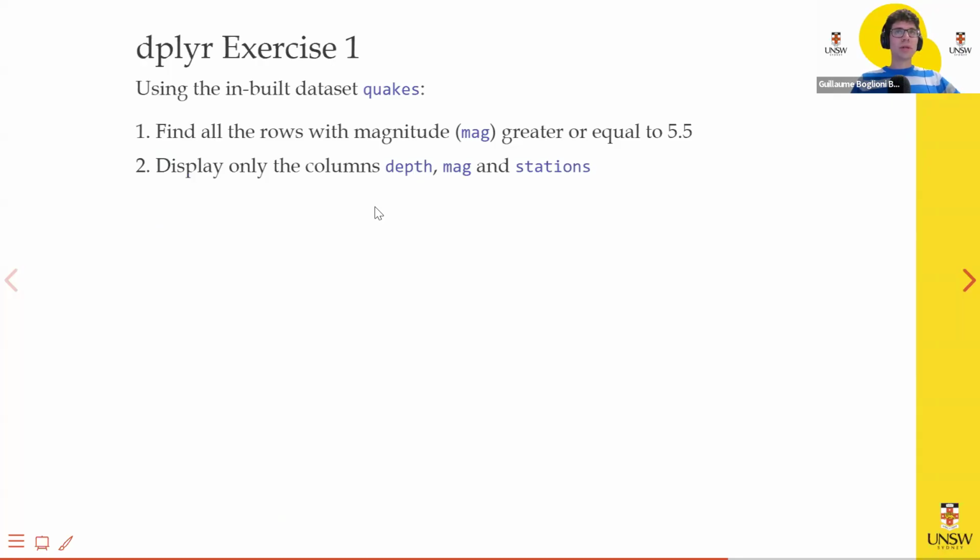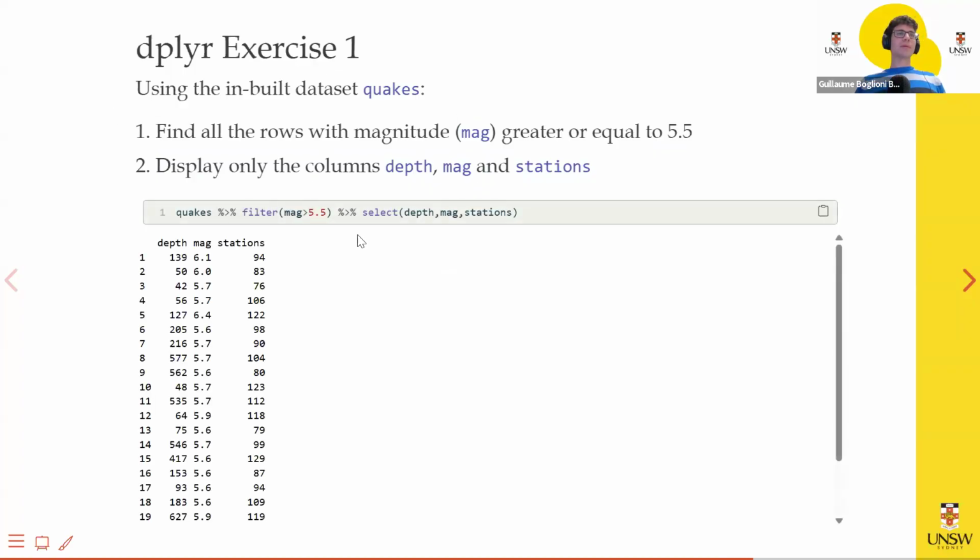Okay, I've been talking a lot, so maybe you can try this relatively simple exercise for yourself. We're going to use a different data set, quakes, which is part of base R. Find all the rows with magnitude greater or equal to 5.5, and then display only the columns depth, mag, and stations. Hopefully you see that this should be an application of filter and select. So try to do it. Now I present a solution. So obviously filter because I want the rows with this variable bigger than 5.5, and then I select whatever was here.